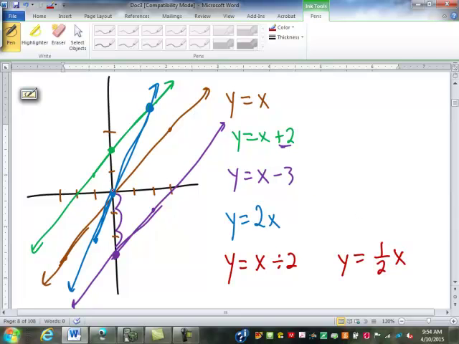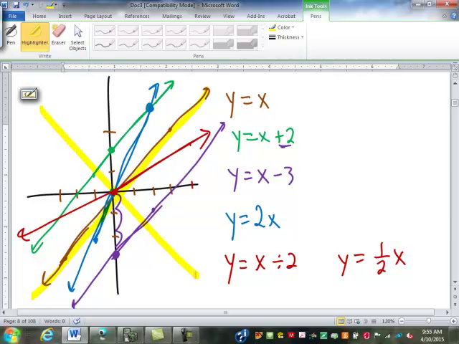If x is 0, y is still 0. So let's say x is 4. What's 1/2 of 4? 2. So you can see it does make it shallower. Makes it less steep of a line. But so far, all of the lines we've put on here go up like that as we move from left to right. Different angles, we've moved them up and down by adding or subtracting. We've made the angle different by multiplying or dividing, but we haven't made them go down at all. How do you think we would do that?